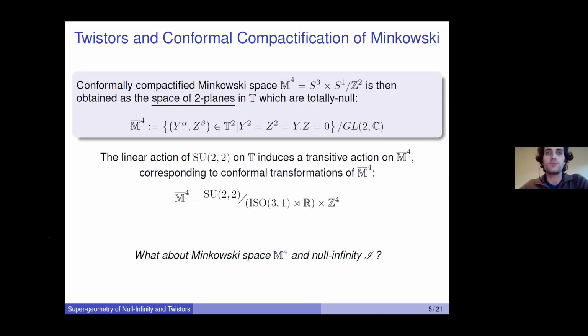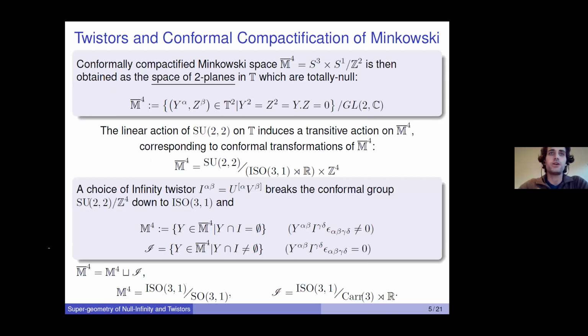So what about Minkowski space and infinity in this game? In order to do that, you need to break conformal invariance down to Poincaré invariance, and you're going to do that by choosing a so-called infinity twister. It's a particular choice of a bitwistor which splits like this. You should probably think of this infinity twister as a point in this R6 that I discussed before.